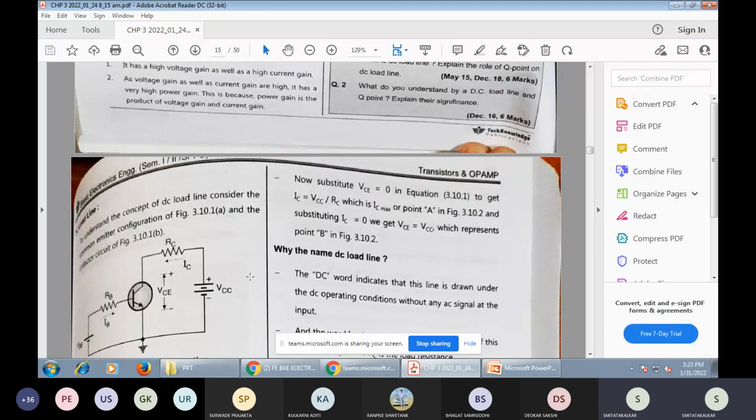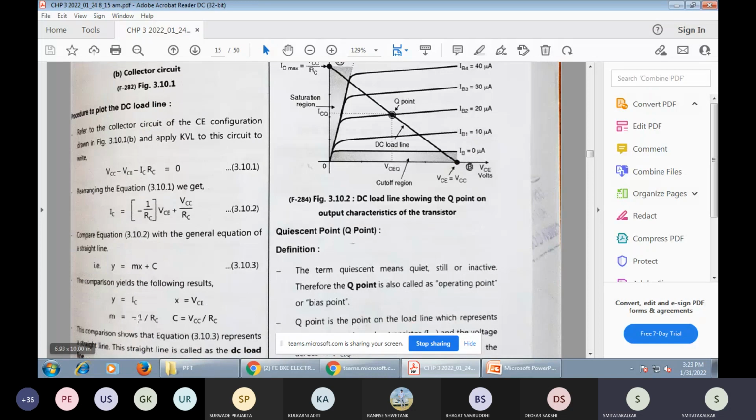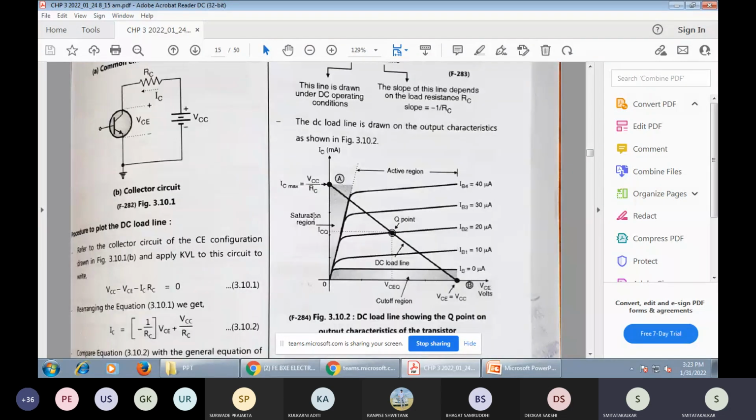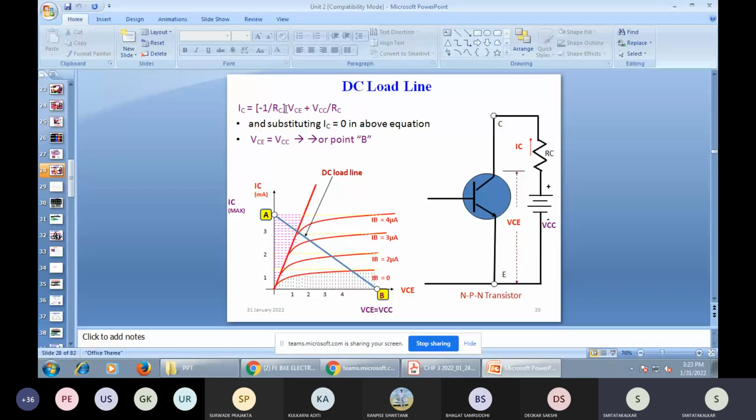If I make VCE 0, the output emitter collector voltage is 0, then M is also 0, because it's a multiplication factor, mx. M is 0, then x is also 0. X is 0, then M is also 0, because I am substituting 0 for VCE. That's why IC is equal to VCC divided by RC. IC is equal to minus RC, VCE and VCC.